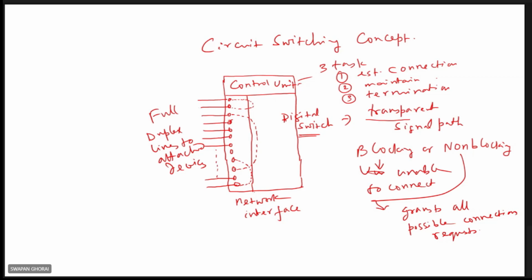For voice applications, blocking is acceptable because one party or the other is almost always speaking. Blocking is acceptable for voice, but for data communications non-blocking is required. This blocking and non-blocking concept will be clearer when we see the different switches in detail. So one switch, let us see, is space division switching.